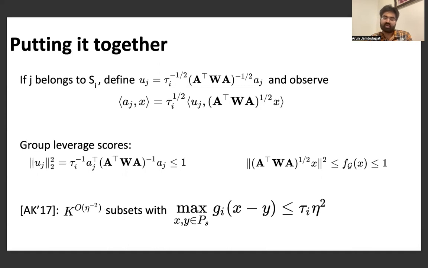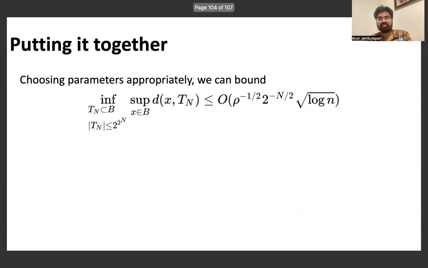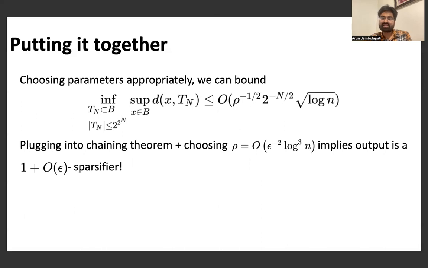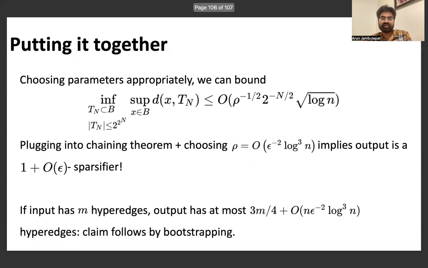By using all these facts and using the lemma of Alon and Klartag, we're able to find k on the order of 1 over eta squared sets, such that for any 2 points belonging to a set, the maximum value of g sub i is at most tau i times eta squared. If we use this bound and choose parameters appropriately, we're able to say that these entropy numbers are bounded as follows. And now plugging this into the chaining theorem and choosing rho appropriately, we get that the output we end up with is a 1 plus order of epsilon sparsifier.